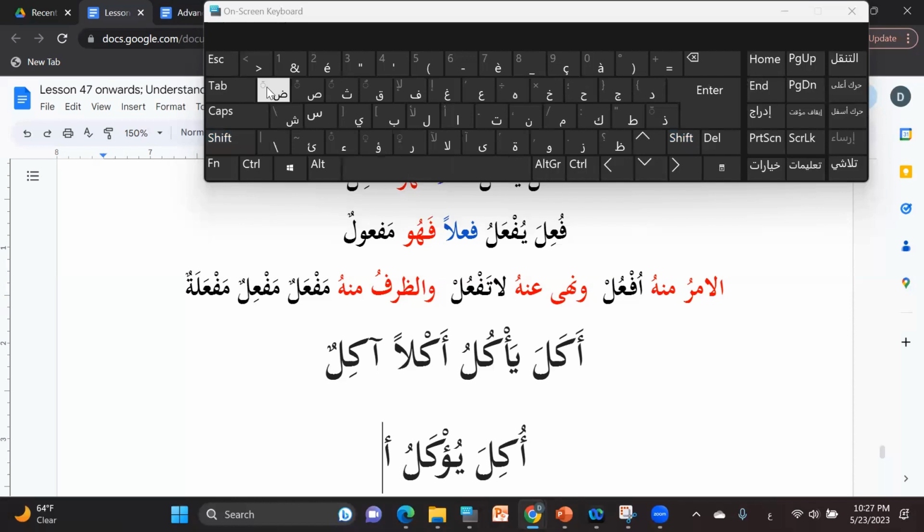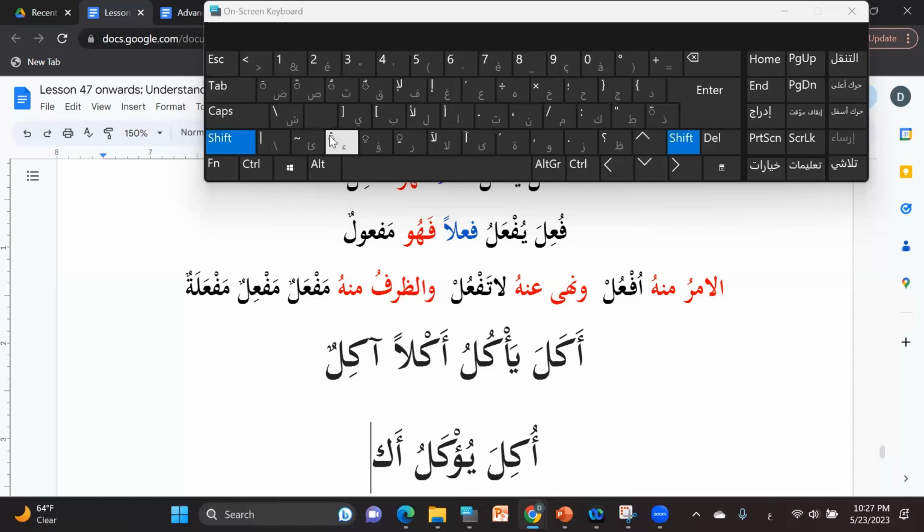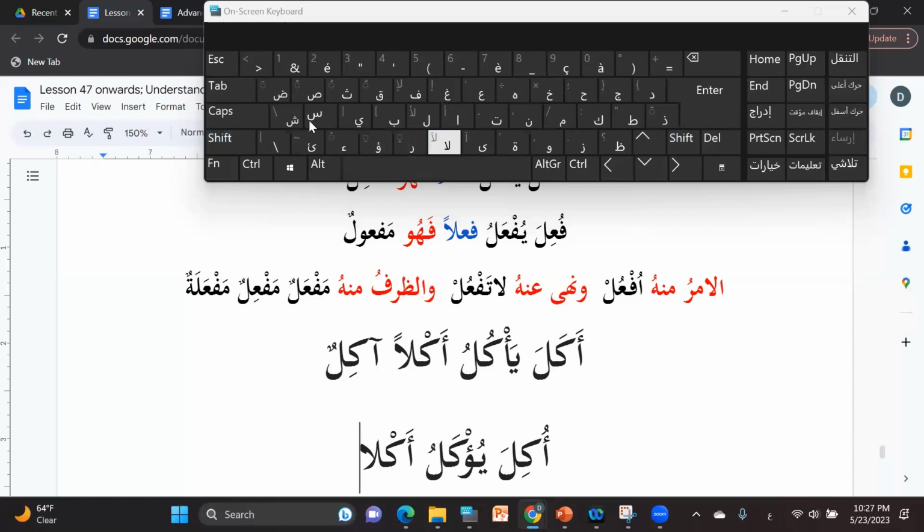Again, the masdar comes in our pattern of sarf saghir. Aklan. Ukila yukalu aklan.